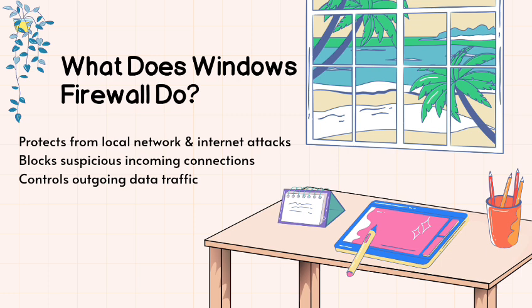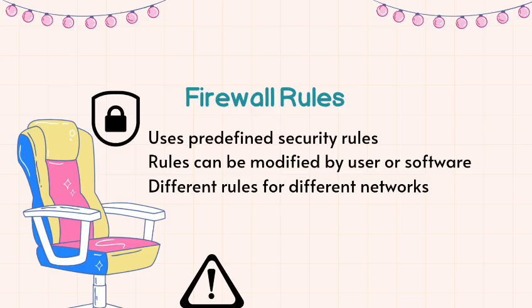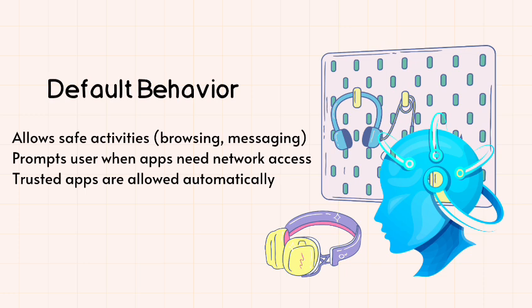Windows Firewall works using rules. These rules decide which apps can access the internet and which connections are allowed or blocked. Windows also uses network profiles. The first one is the private network, that is for the home or office, and the second one is the public network, that is for cafes or airports. Security is stricter on public networks because they are more risky.